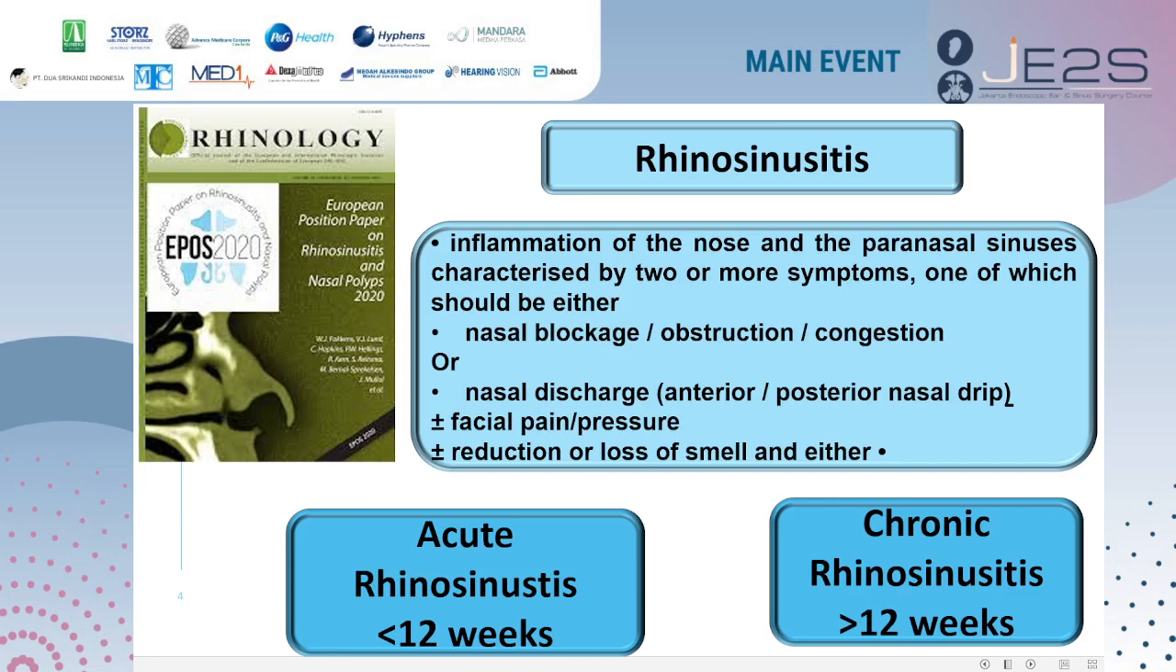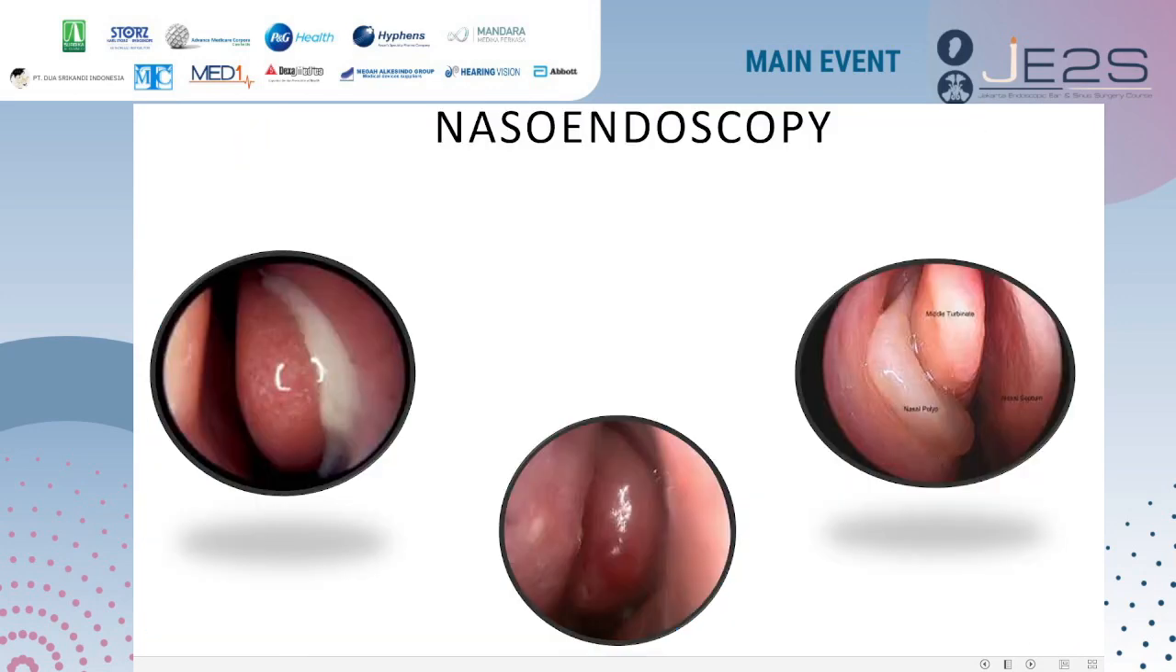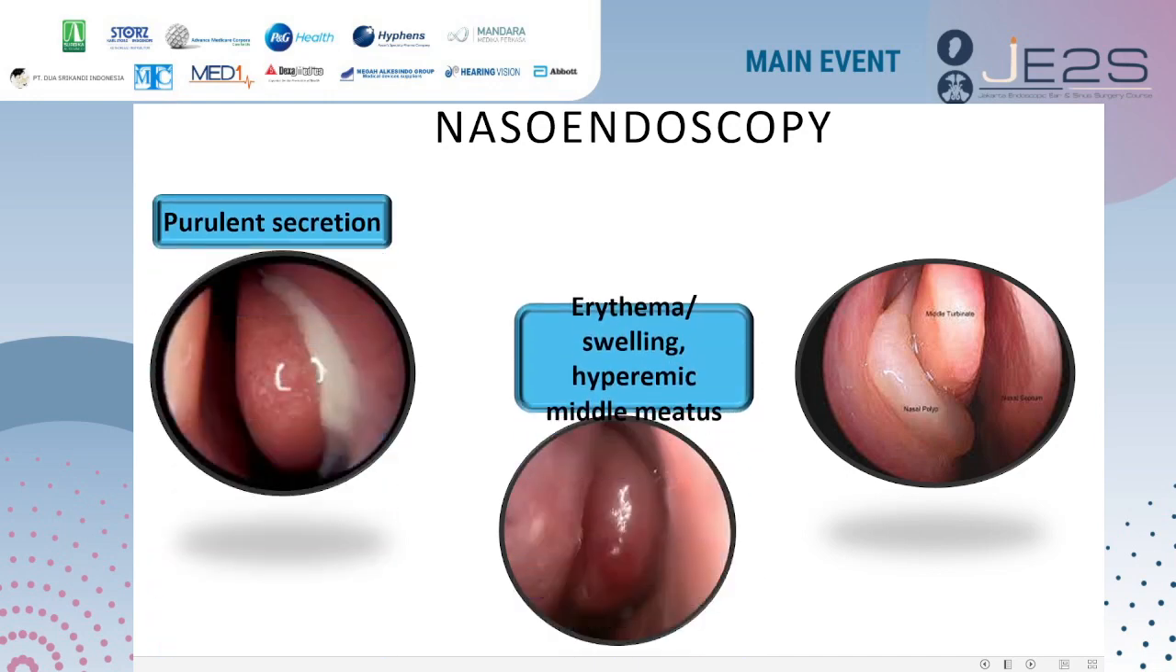After that, we can divide into acute, less than 12 weeks, and chronic, more than 12 weeks. So, of course, we cannot diagnose only based on the symptoms. We have to confirm with physical examination, like nasal endoscopy, as from the EPOS. At least one of three signs: purulent secretion, or erythema or swelling in the middle meatus, or a nasal polyp in the middle meatus, so that we can diagnose rhinosinusitis.